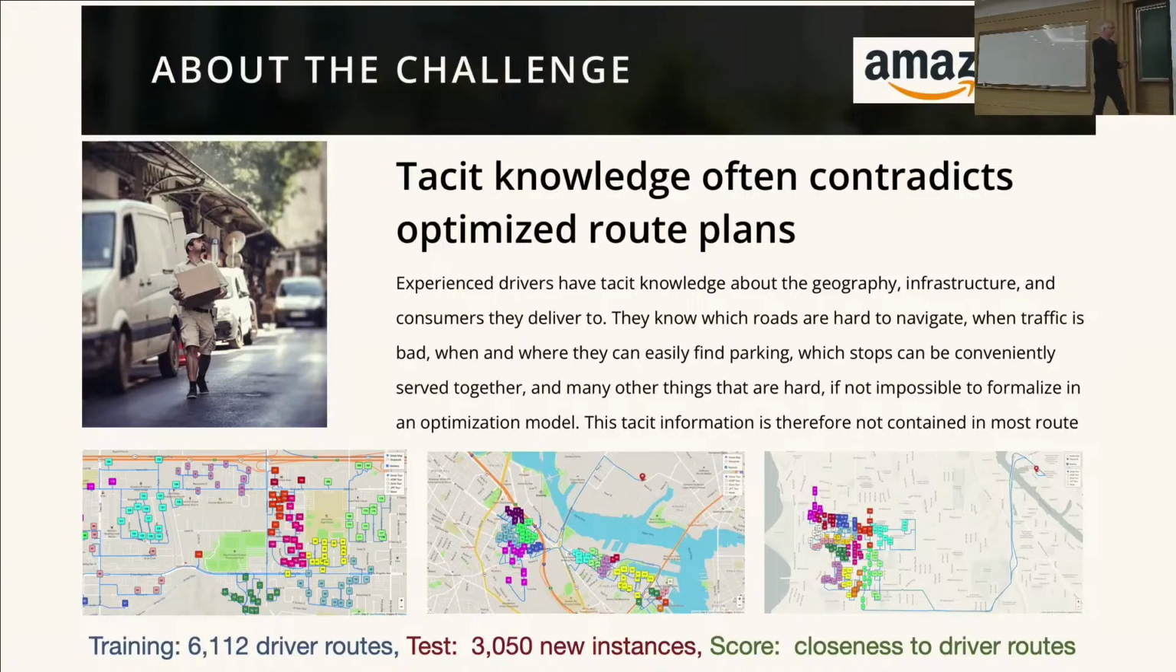So the contest was set up in machine learning style. They gave us 6,000 routes that the drivers took. And you should use that to learn what drivers like. And they gave us 3,000 routes that you had to then find tours for. Then the score was how closely they matched what the drivers did. So this computation was done on an Amazon server. You didn't see the actual routes. So that was a challenge.